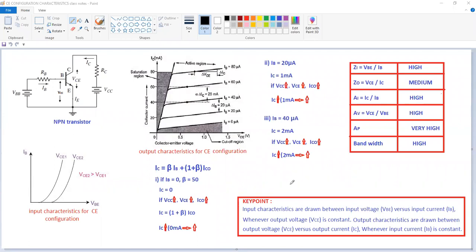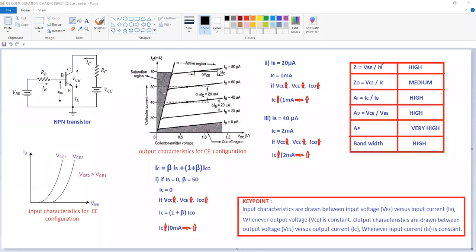This is the common emitter configuration. Now in the case of common emitter configuration, what will happen to the input impedance, output impedance, current gain, voltage gain, power gain, and bandwidth? Here ZI is the input impedance, given by input voltage to input current. Impedance is the ratio of voltage to current. If you observe this circuit, the input voltage is VBE and the input current is IB, so it is VBE by IB.